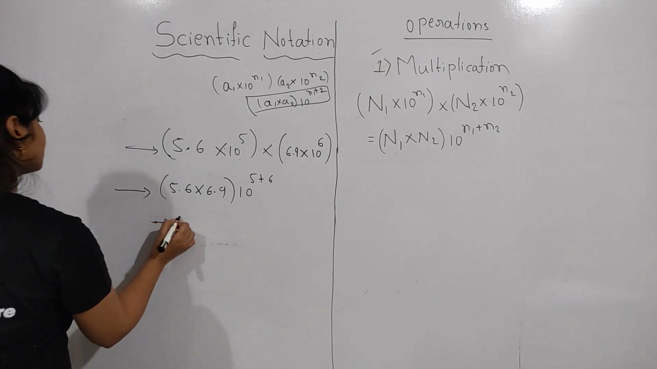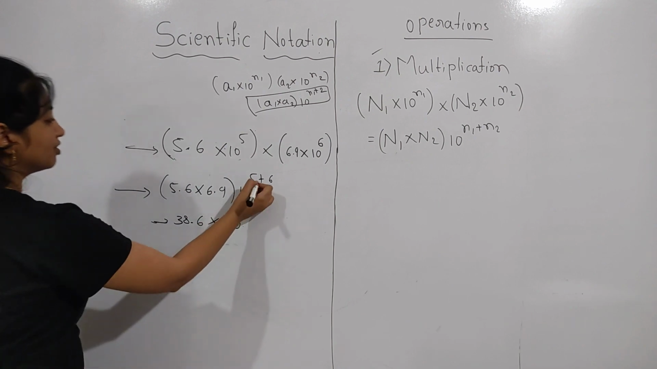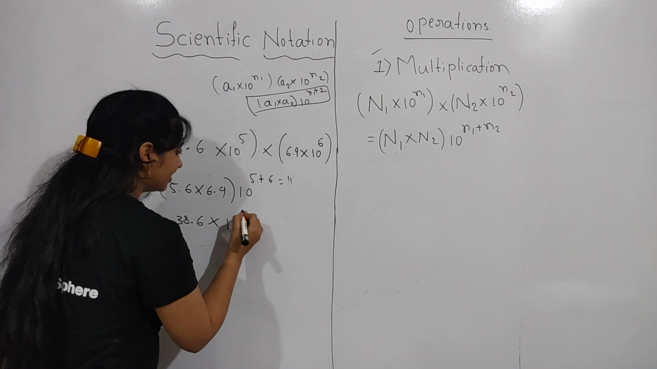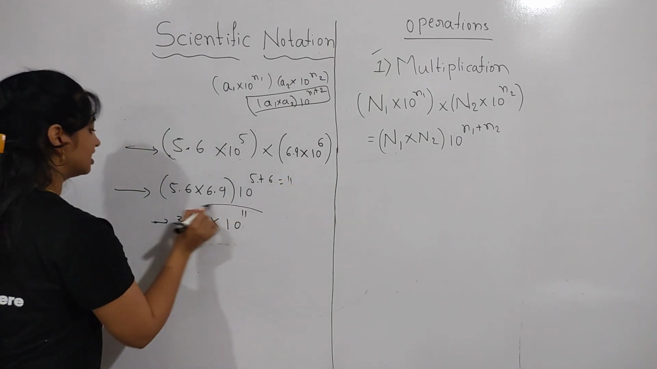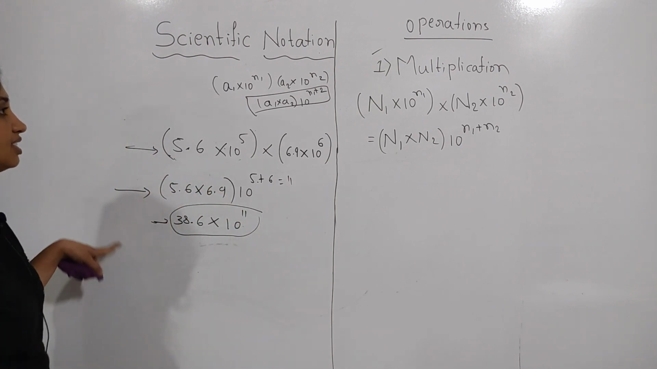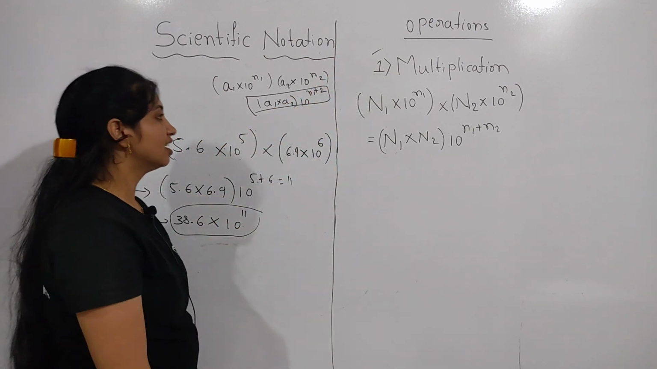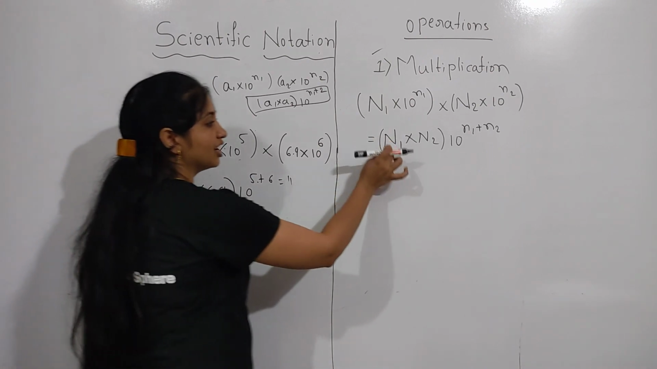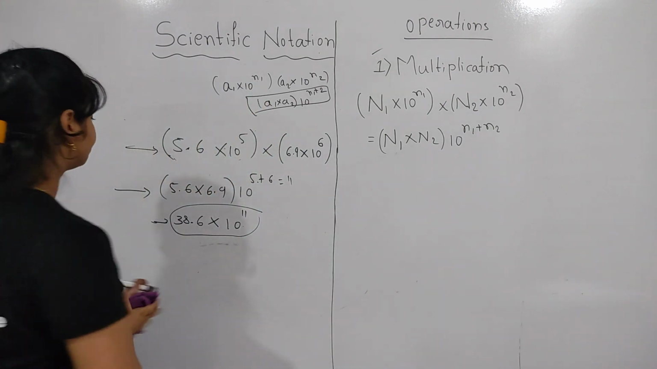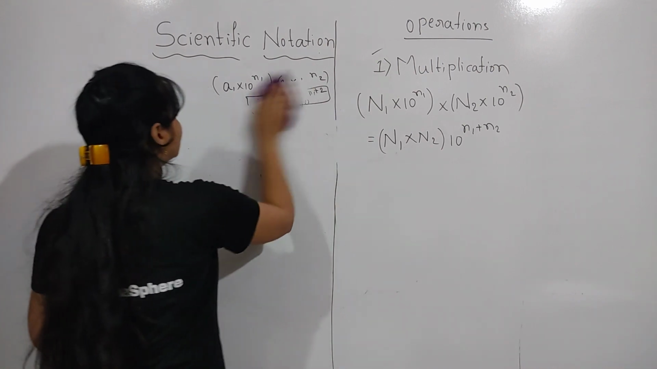Then what did I get as the answer here? 38.6 into 10 raised to what? What will be the answer? 5 plus 6 is equal to 11. 10 raised to 11. Then the answer is 38.6 into 10 raised to 11. So this is about multiplication. When you have multiplication, use this formula: n1 into n2 into 10 raised to n1 plus n2. And then what is the operation in division?